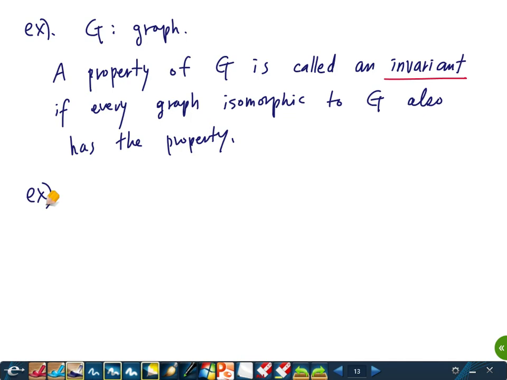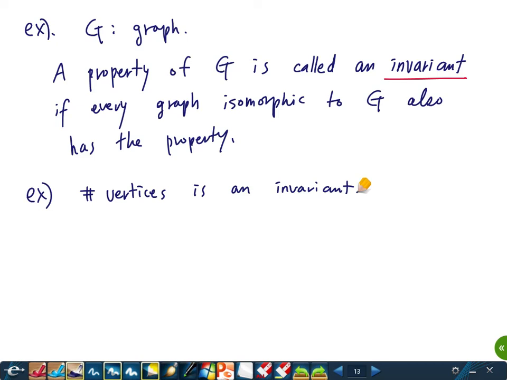Probably the simplest invariant will be the number of vertices. The number of vertices is an invariant of a graph. The number of vertices is a kind of property of a graph. Number of vertices is 5 is a property of a graph, right? Some graph may satisfy this, or some graph may not. If it has 5 vertices, it has this property. If some graph has 10 vertices, it does not have that property. So the number of vertices is a property, and it is an invariant.